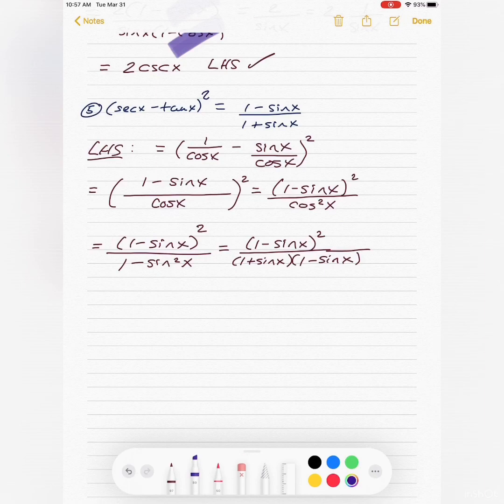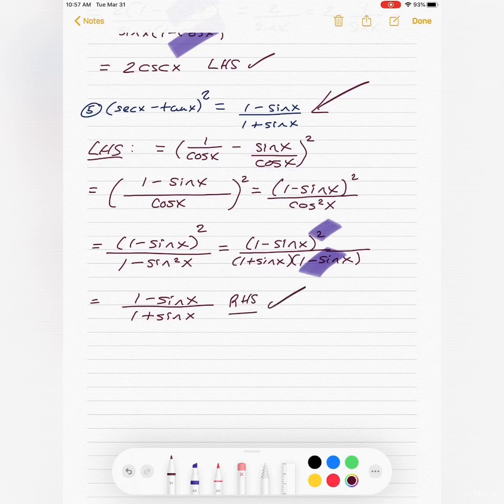Oh, look at this. So now, look, I can cancel this with one of those. So then I'll be left with 1 minus sine x to the power 1 in the numerator, 1 plus sine x in the denominator. Oh, and look at that. There's my right-hand side. So I have proven the identity and I'm done.